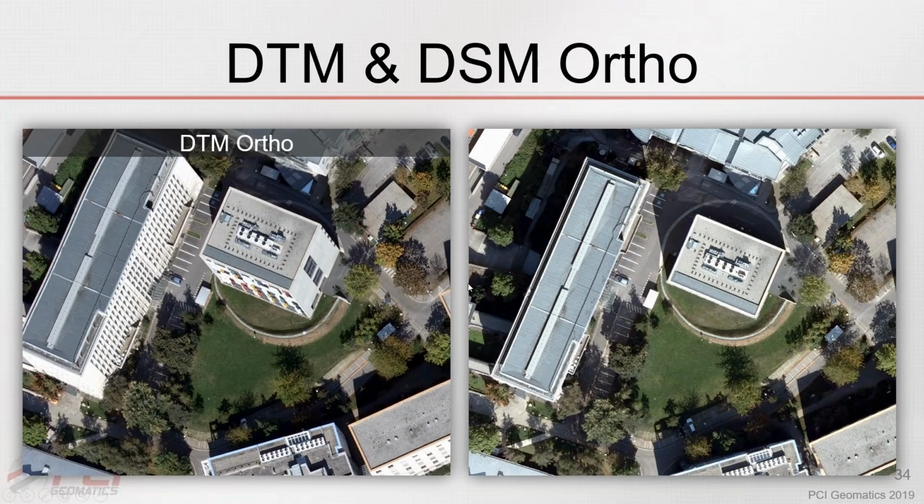As you can see, these two tall buildings are occluding this parking lot behind and this kind of open area behind, and they're not in the right position. Whereas on the DSM ortho image, they are perfectly aligned with the base of the building, and it just provides a much nicer looking image to work with.